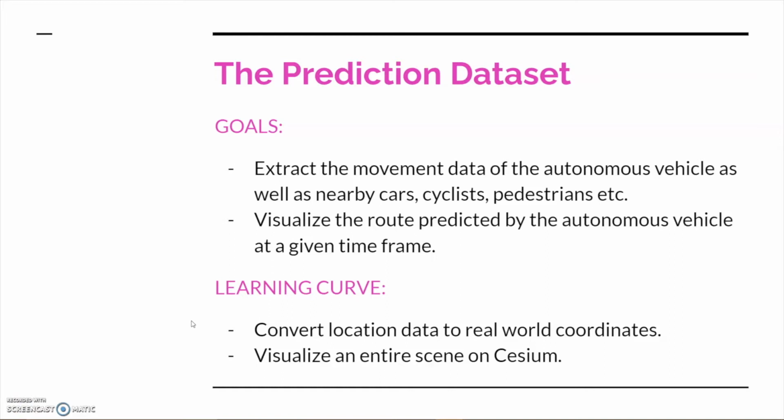For the project, I focused on the prediction dataset. My primary goal was to extract driving data from the dataset so that I could visualize how a driving scene plays out on Cesium. And then my secondary goal was to show what the car predicts at a given time frame. The challenges for this project were converting the location into real-world coordinates, which is important if we want the car to be at the correct position in the world. Another challenge was visualizing an entire scene on Cesium, which includes not only the car, but all the other traffic agents that are near the car.